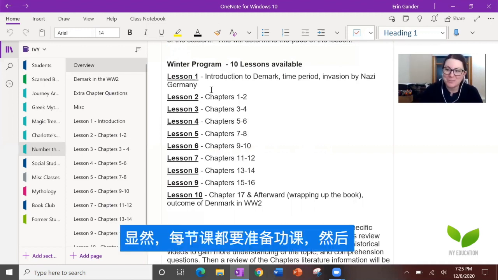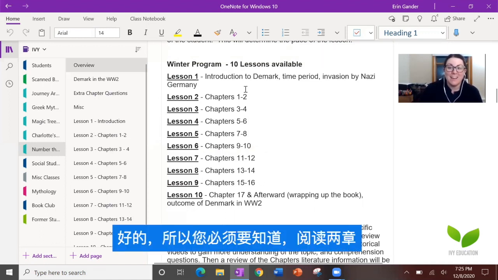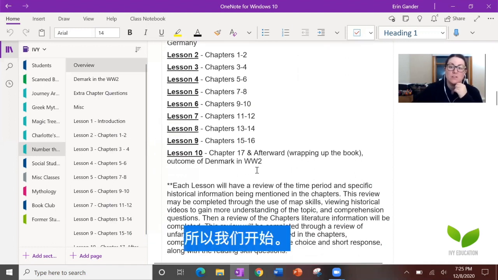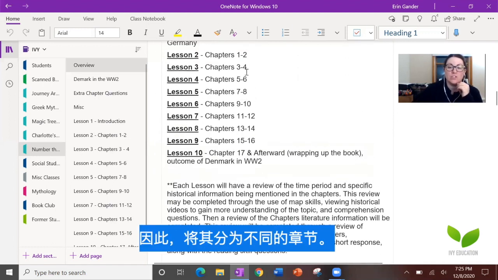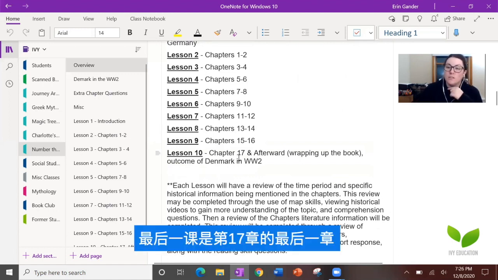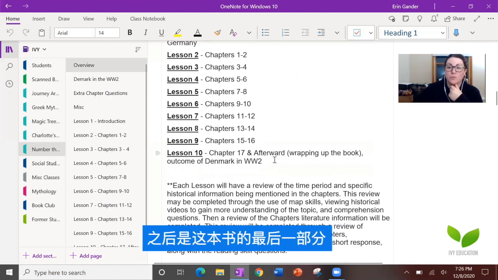Obviously, there's homework to prep for each lesson. And then once we get into the book, which is starting for lesson 2, all of the readings will be done for homework, okay? So you'll have to have 2 chapters read before we meet for each lesson. So here we go. It breaks it down into the different chapters. And then the final class is the last chapter, chapter 17, the afterword, which is the final portion of the book.